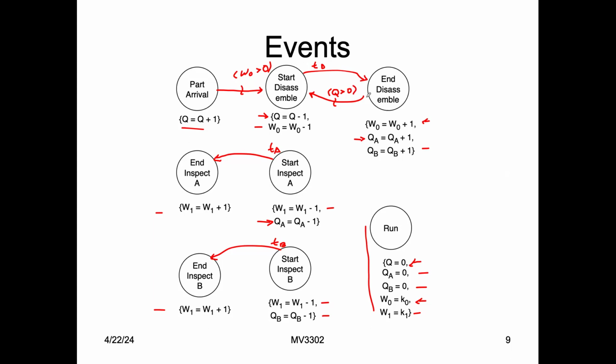Okay, so now let's take a look at this, and here's where our assumptions start to come in. We want to be able to schedule and start inspecting from an end disassemble event. Because we prefer A's, and that's an assumption, all we need to check is whether there is an available inspection worker. That's all we need to check.